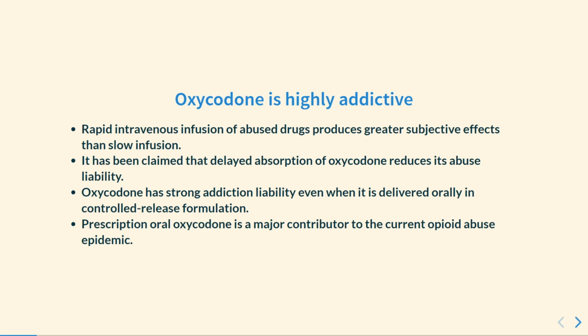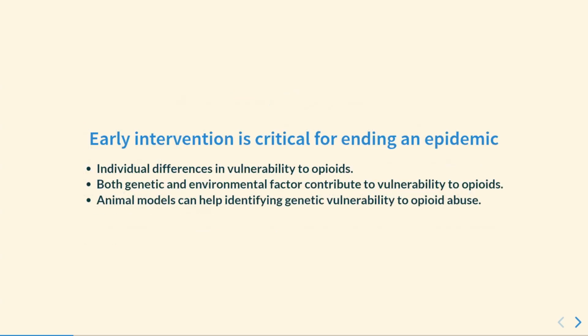But oxycodone actually is not that safe, as we already found out. It has a very strong addiction liability in humans, and as we are finding out, also in the rat or in other animal models. As with many other epidemic or chronic brain diseases, addiction is also better managed with early prevention. And there's a lot of individual differences in vulnerability to opioids. It's of course affected by both genetic and environmental factors.